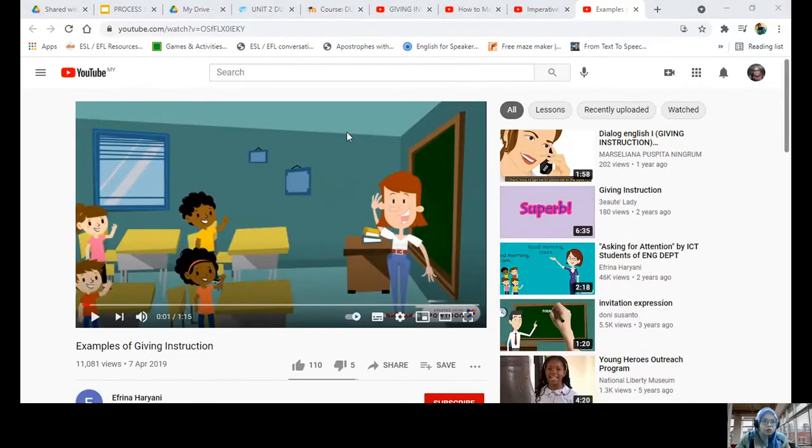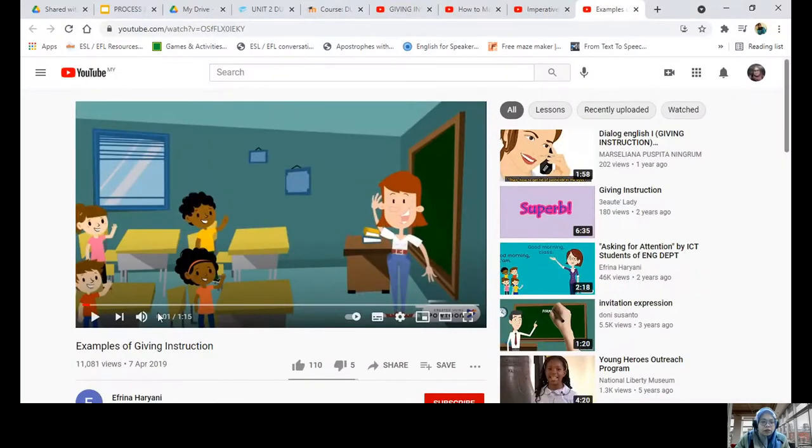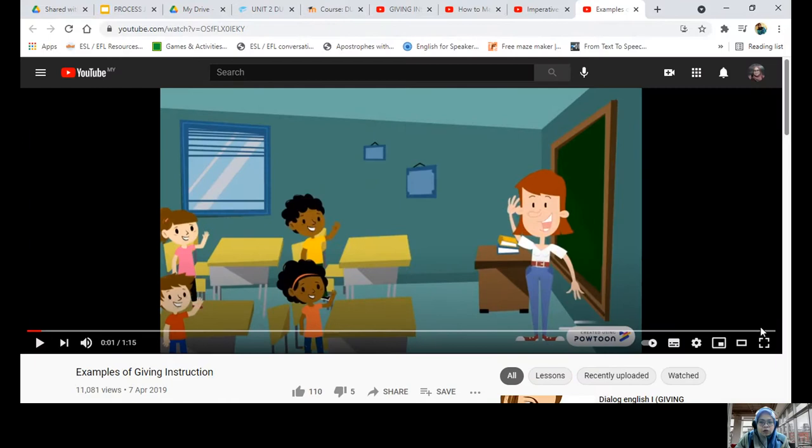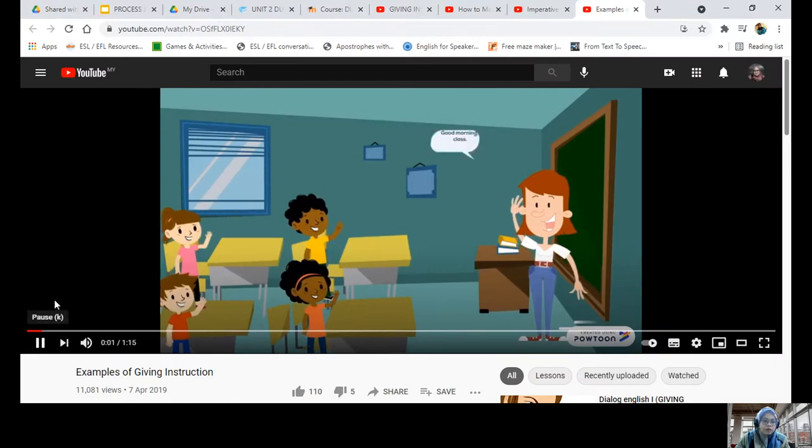Okay, can you see? I hope you can see this. This is the examples of giving instructions. Sekejap, I just want to make sure that I'm sharing the right thing with you. Okay, correct. Alright, example of giving instructions. We watch this and look how they actually use instruction in the classroom.